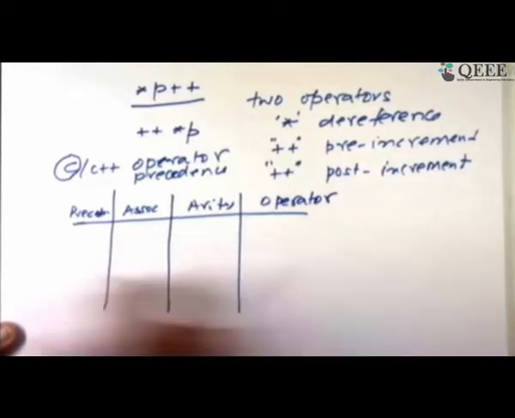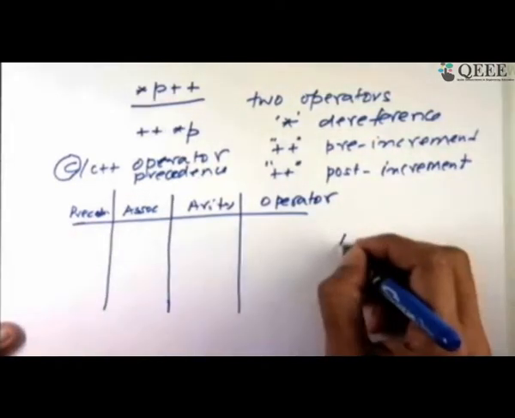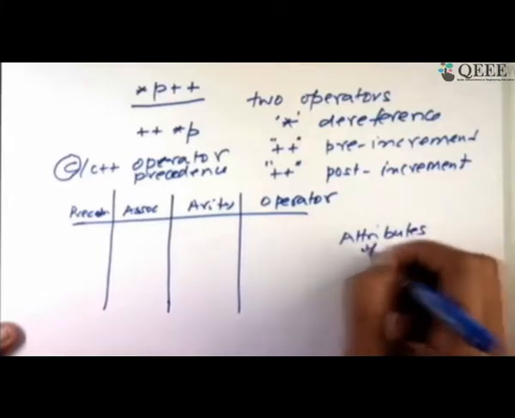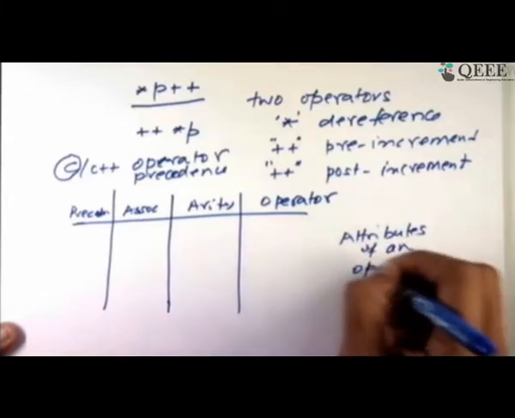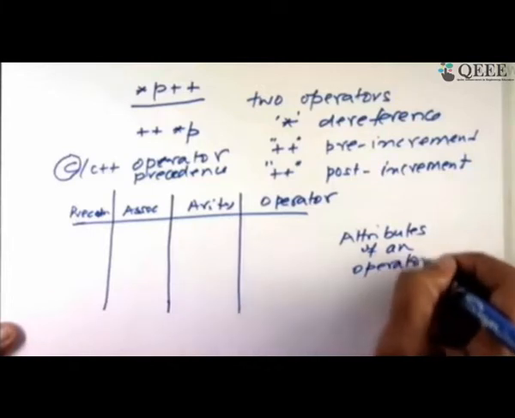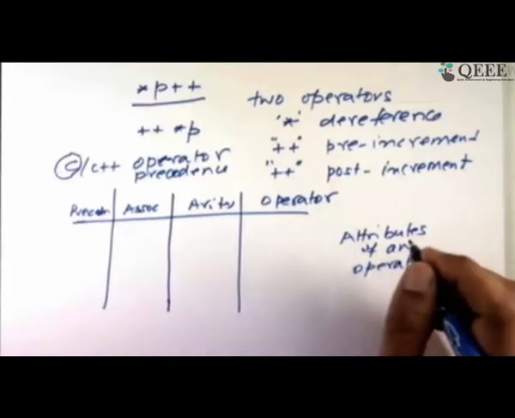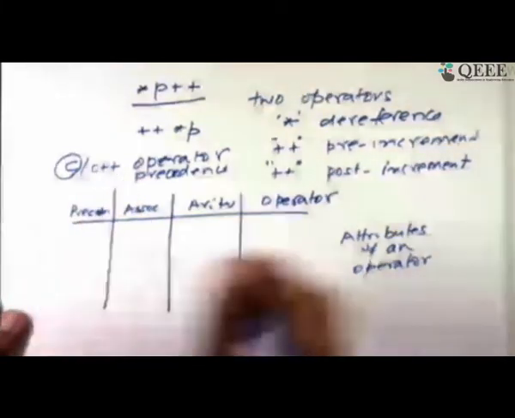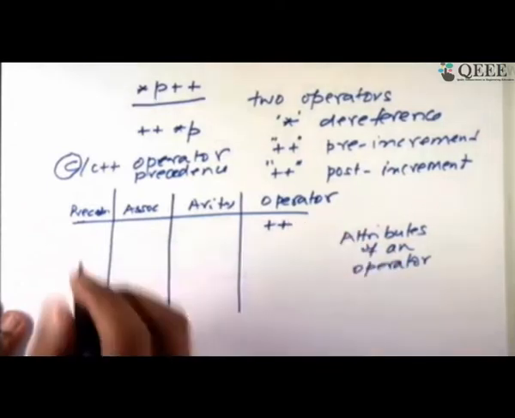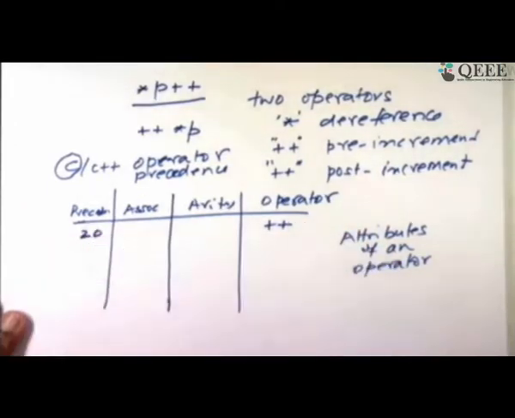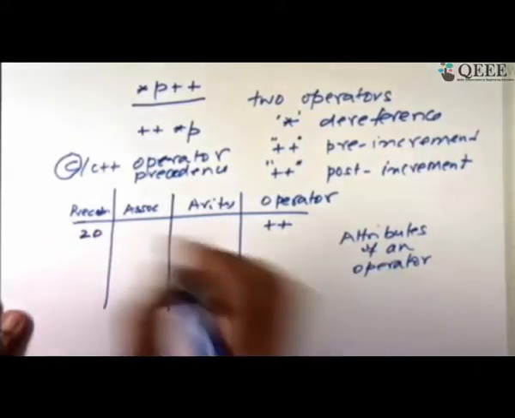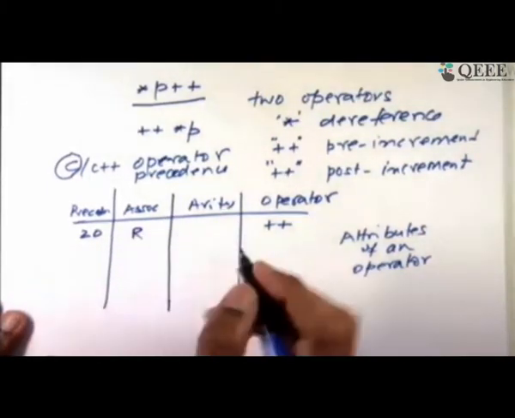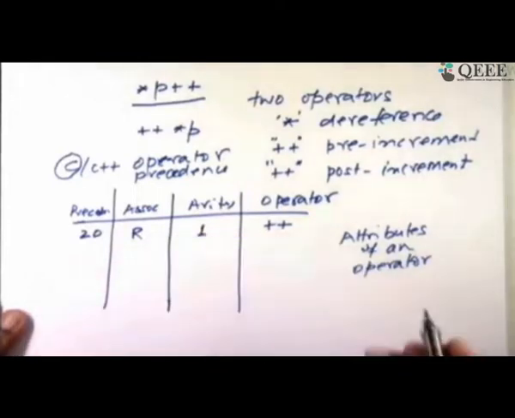So these properties of the operators, also known as attributes, dictate how an expression is evaluated. If you know it, great. If you don't, I'll give you both the options and you figure out which is correct. Let me arbitrarily assume, which may or may not be correct, that the plus plus operator has a precedence value of 20, has associativity from right to left, and arity is 1, which means it takes only one operand.